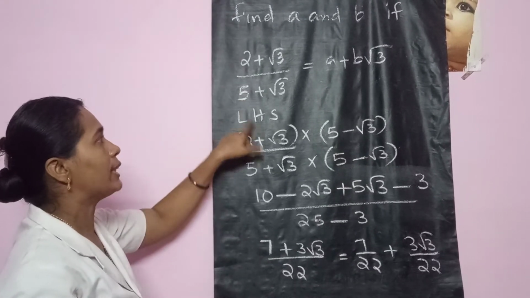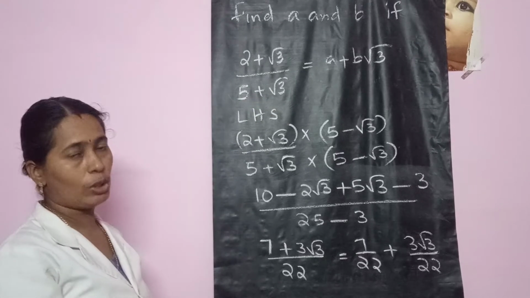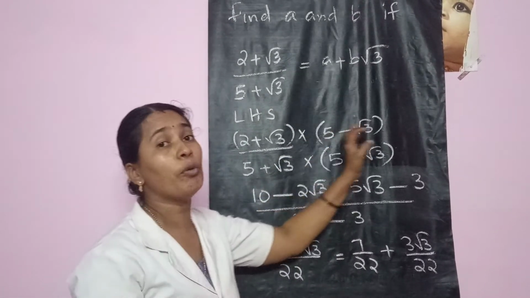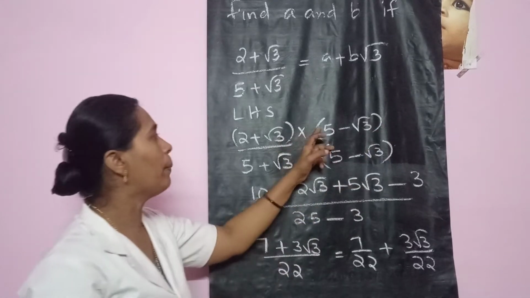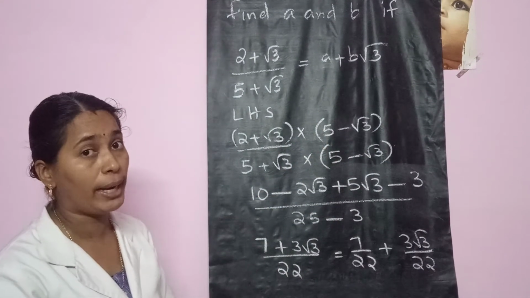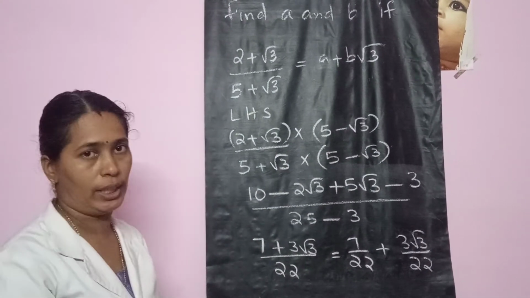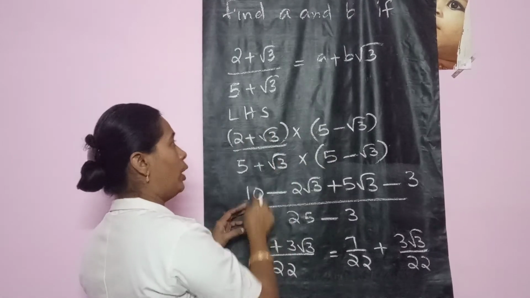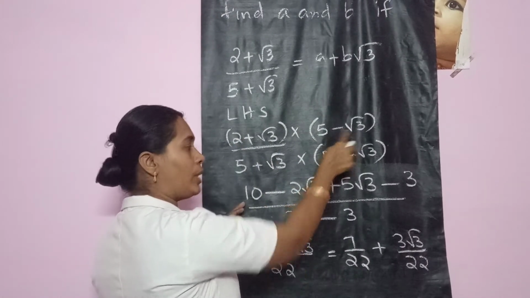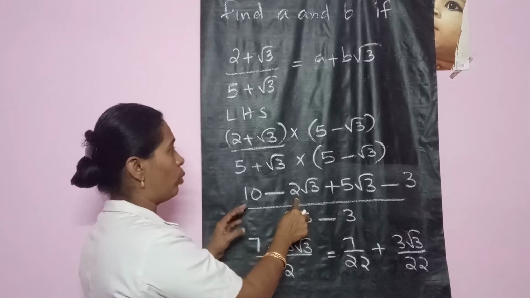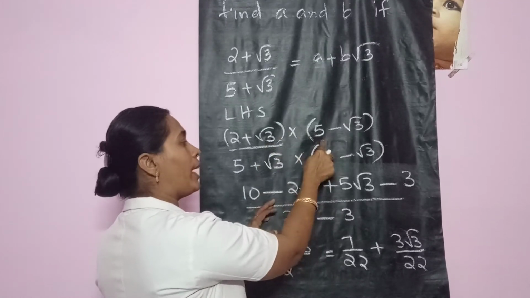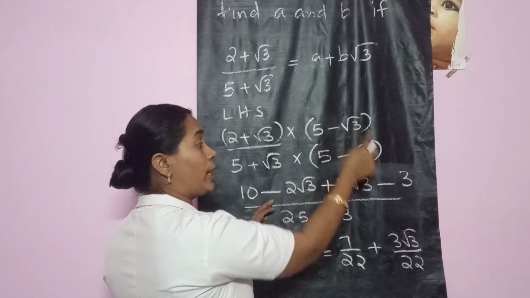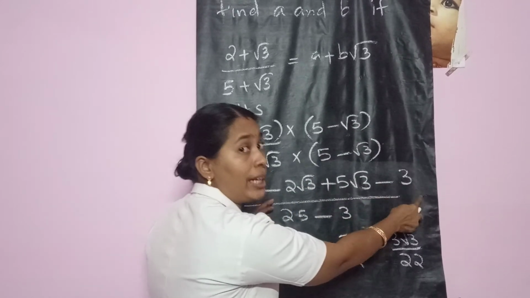Denominator of the LHS is 5 plus root 3. So what do we want to multiply? We need to multiply by 5 minus root 3. So multiply both numerator and denominator by 5 minus root 3. Now multiply term by term. 2 5s are 10. 2 into minus root 3 is negative 2 root 3. Plus root 3 into 5 is plus 5 root 3. Plus root 3 into minus root 3 is minus 3.